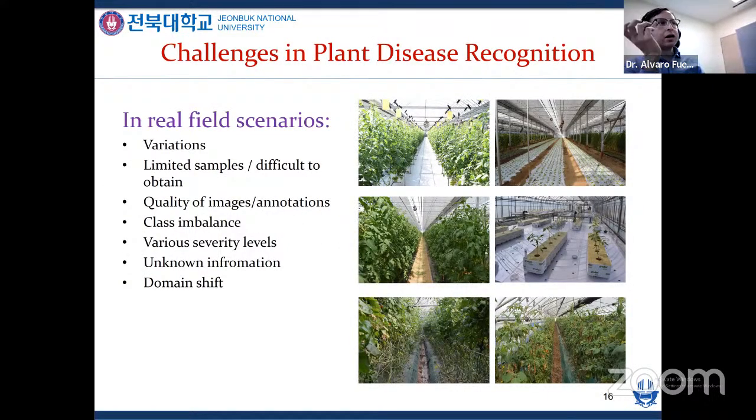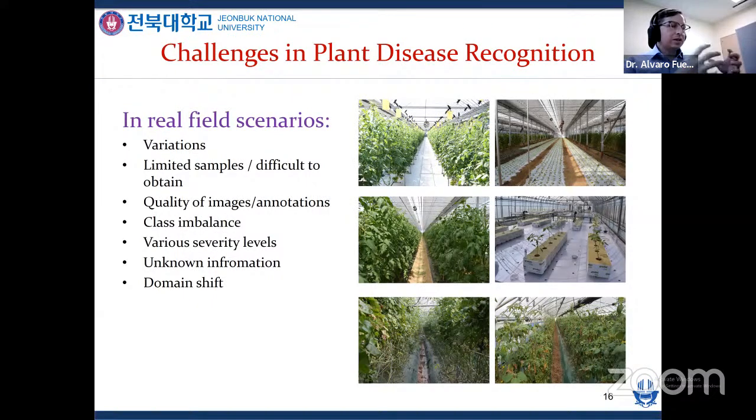To collect that dataset, they cut the leaves, took them to the lab, put them on a table, and took pictures from the top view. So the background you see is a table with a leaf on it. So the complexity is somehow not the one you face when you deploy the model.